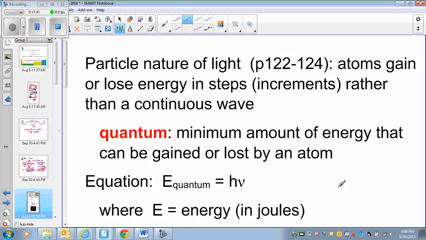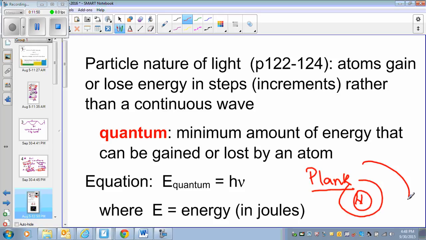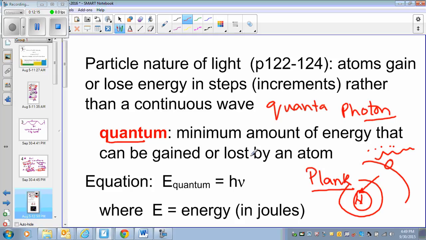So what I was talking about earlier, there was a scientist, his name was Planck. He gave us the particle nature of light. He said that when an electron jumps from a higher energy level to a lower energy level, the light that comes out, it comes out in the form of particles, not waves. And those particles are called photons, or quanta. So a quantum is a small increment, or a photon is the small particle of energy that comes out.